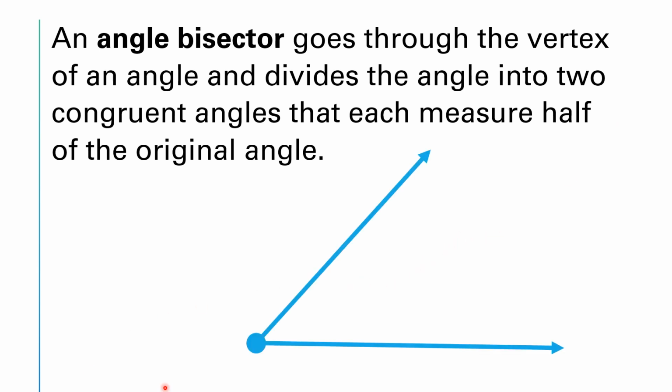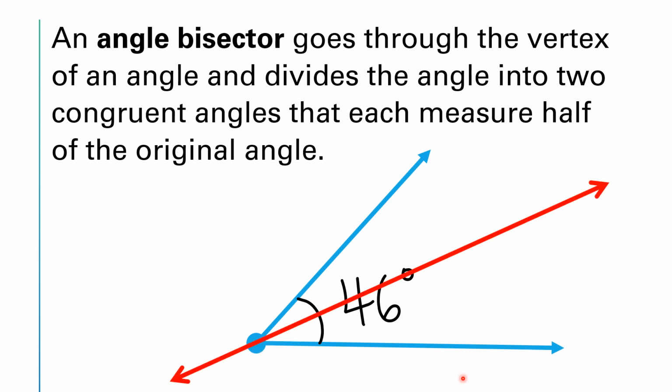All right, so imagine that you have this angle here, and let's say that this angle is 46 degrees. An angle bisector would be a line that went straight through the vertex right here, and it would divide that angle into 2 equal chunks. So instead of being 46 degrees now, we would think of it as 23 degrees and 23 degrees. Each of those angles measures half of that original angle, which was 46. So 46 divided by 2 is 23.